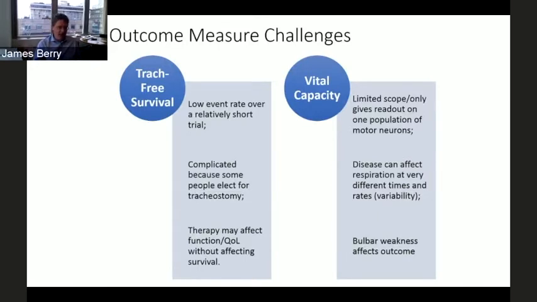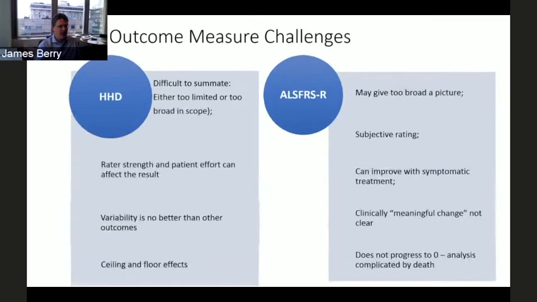Vital capacity is limited just to that population of motor neurons that affect breathing, and some people might not have any weakness there until later. Also, bulbar weakness, facial weakness affects the measurement of the outcome measure, so that's a problem with vital capacity. Handheld dynamometry tests all the muscles in the body, but it's difficult to summate. So some people might have leg weakness, some have arm weakness. How do you compare those? So it's sort of either too limited or too broad in scope in some ways.